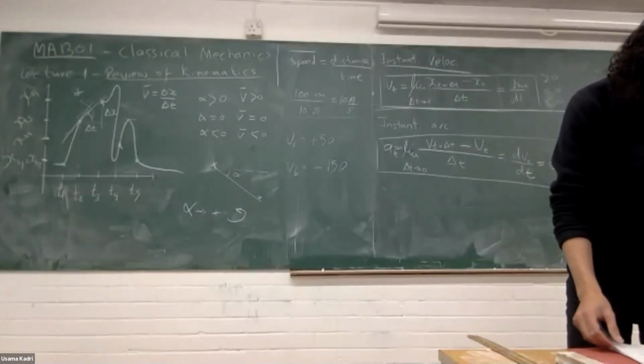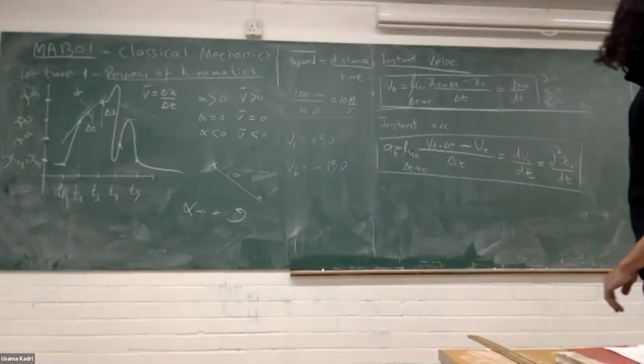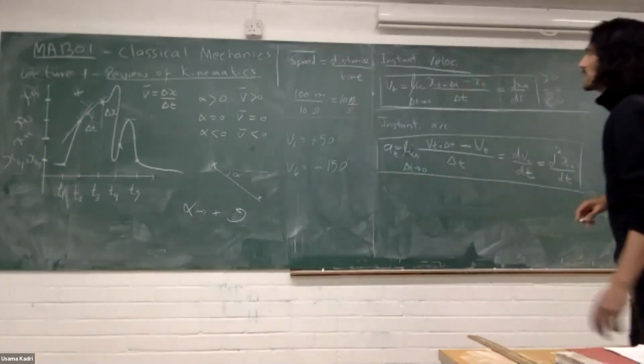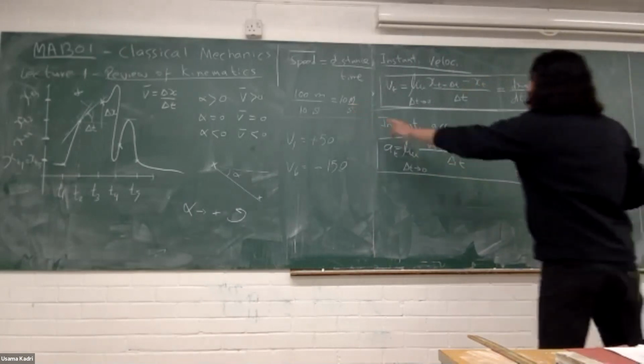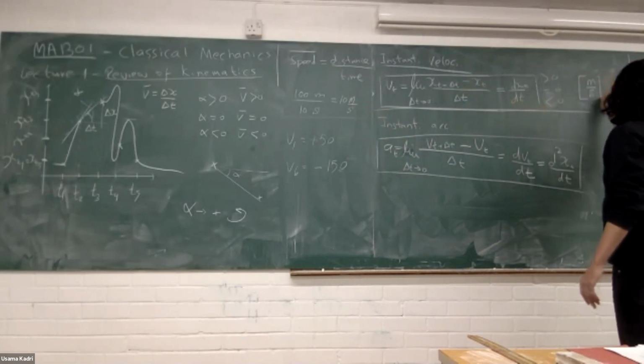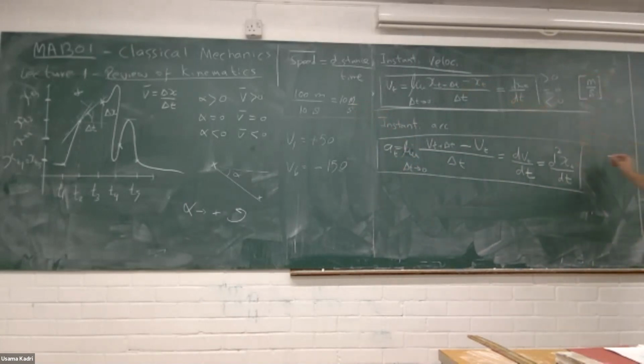Now, one thing I need to write here, we're going to be using meters and seconds. So the velocity, I'm going to write it again here. The velocity is meters per second. And the acceleration is in meters per second squared.